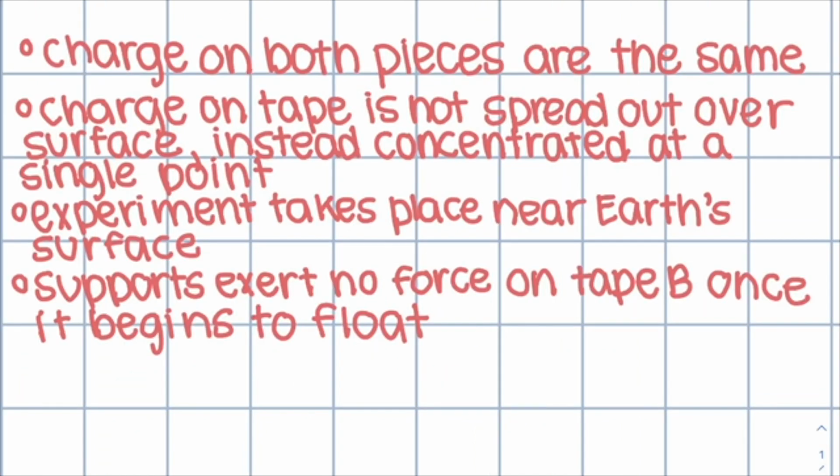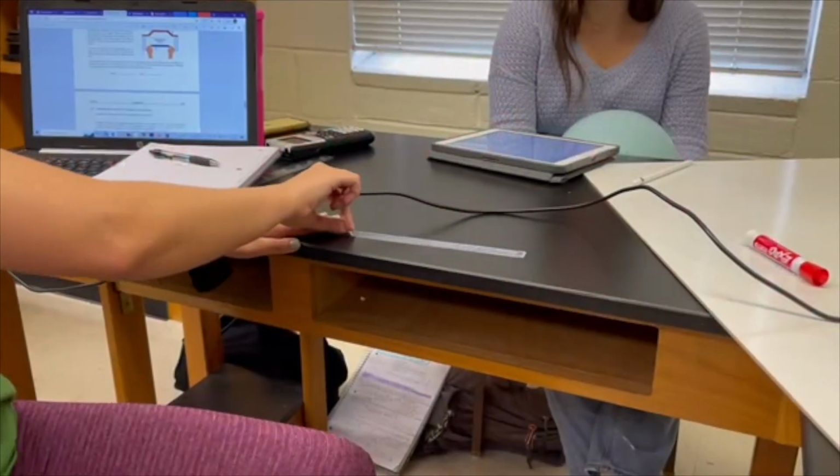Before we conducted the experiment, we made some assumptions since we only needed an approximate answer. The charge on both pieces of tape are the same. The charge on each piece of tape is not spread out over its surface, but instead is concentrated at a single point in the center of the tape. The experiment takes place near Earth's surface, so acceleration due to gravity can be approximated as g, and the supports exert no force on tape B once it begins to float.